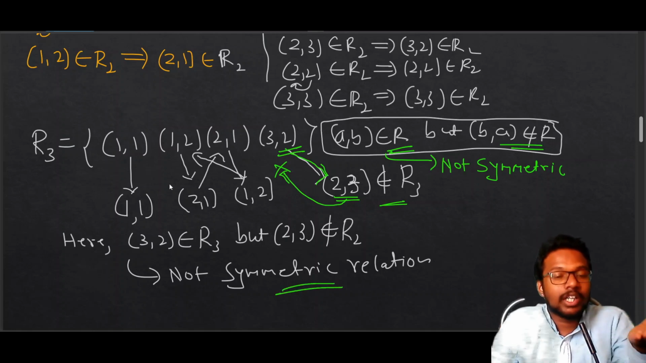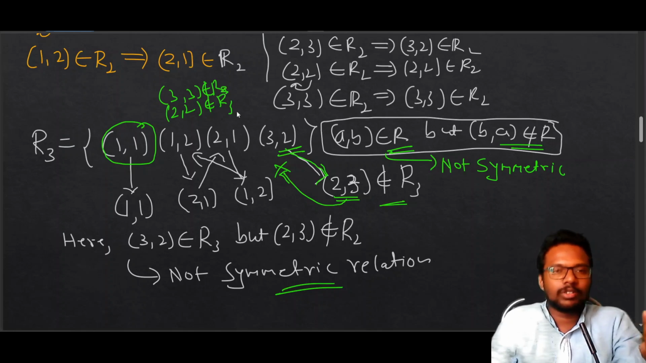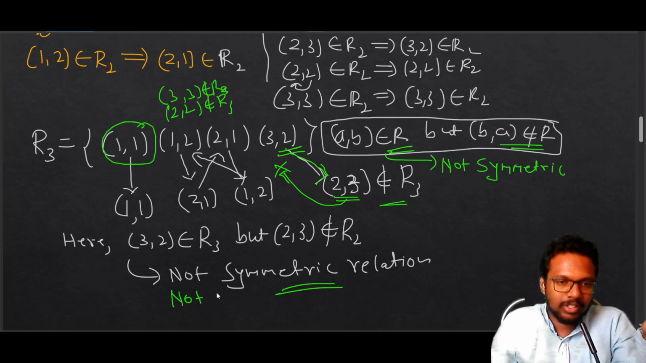And also it is not a reflexive relation, because here (1,1) is there, but (2,2) is missing, (2,2) does not belong to R3, and (3,3) does not belong to R3. If any one element is not related to itself, then definitely it is not a reflexive relation. So R3 is not symmetric as well as not reflexive relation.